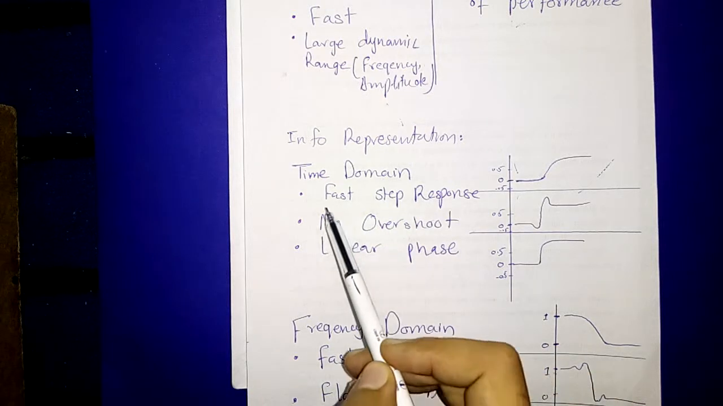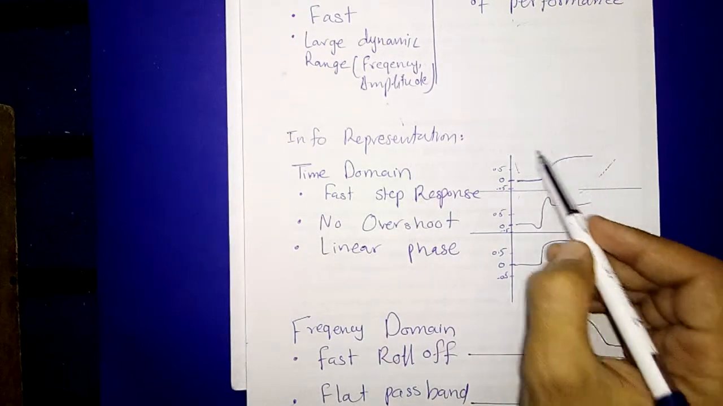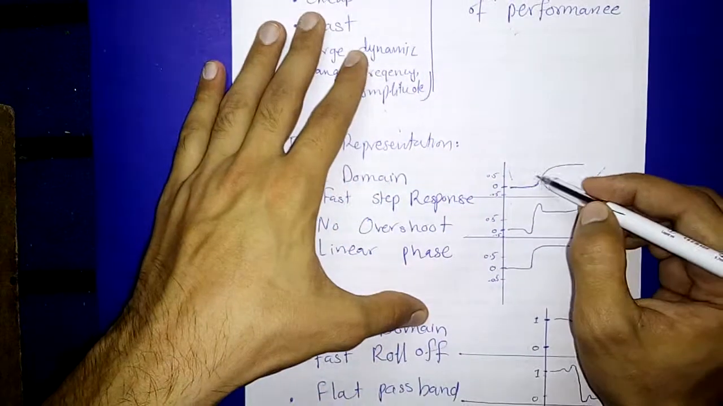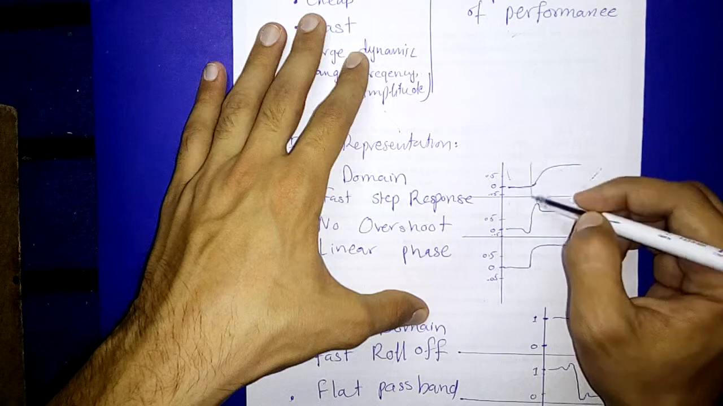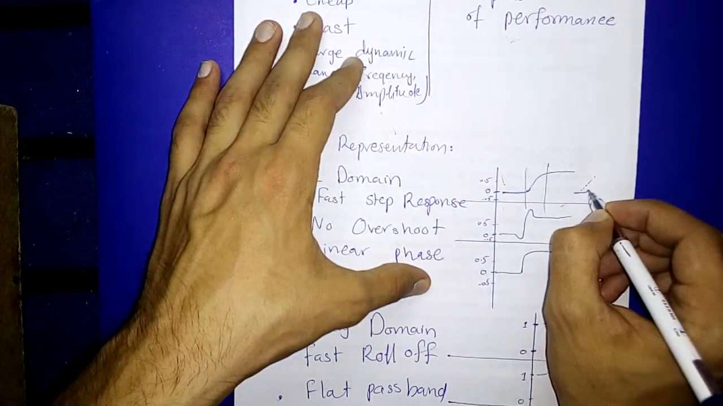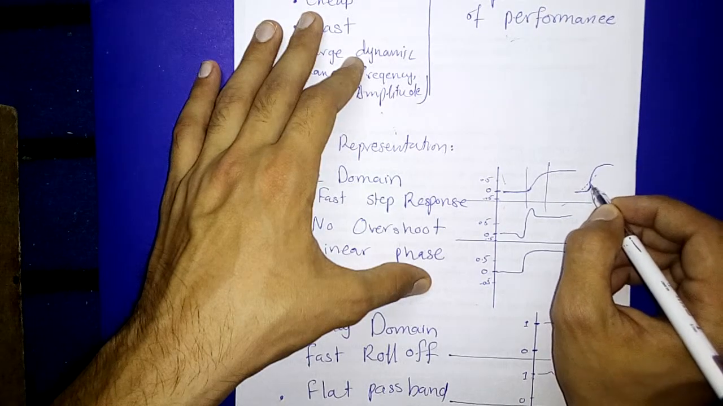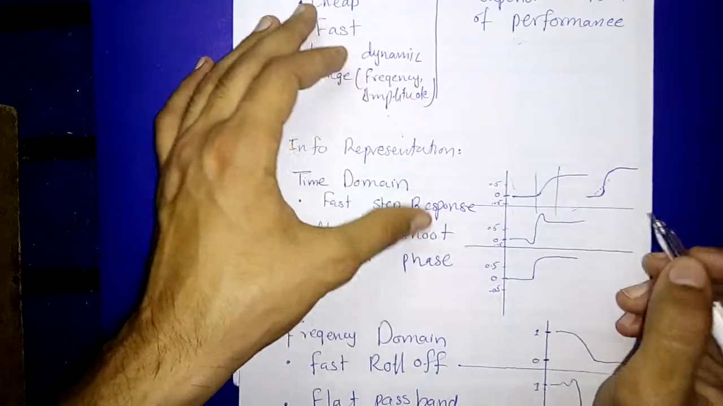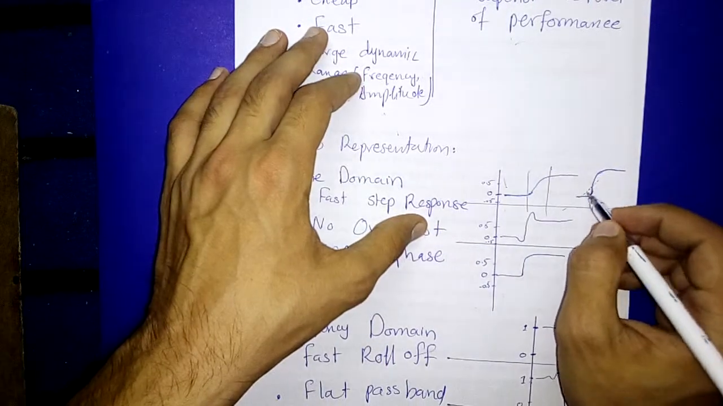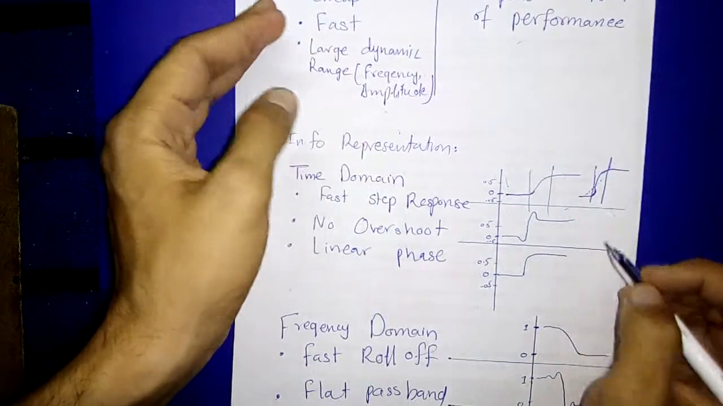So the step response should be fast. As you can see the step response is pretty slow, it's happening over a large time interval here to here. So this should be something like this, pretty fast. This is a bit distorted. हाँ, मतलब कि इसका जो step response है, this should be quick.